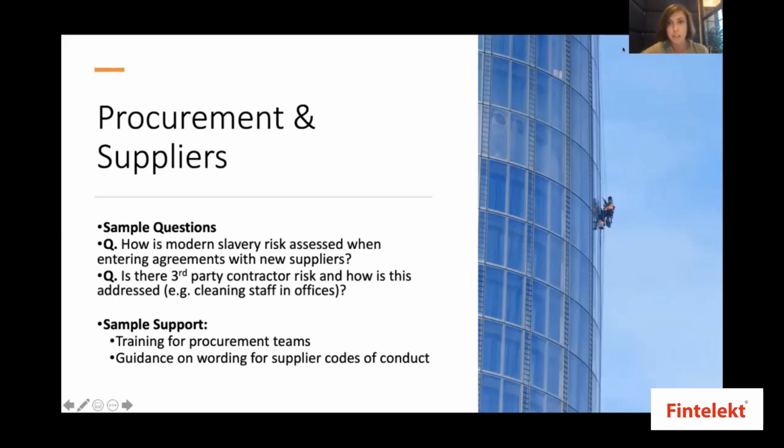So we have some questions around how modern slavery risk is applied to procuring those kinds of suppliers, and how this risk is addressed. And of course, we are able to support with the follow-up around training, around wordings, with codes of conduct and onboarding procedures within the procurement and supply chain side of things.